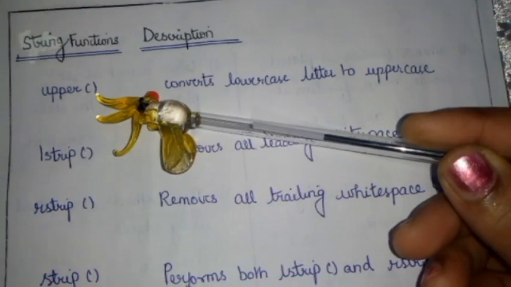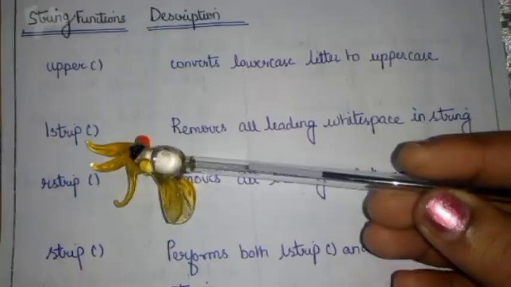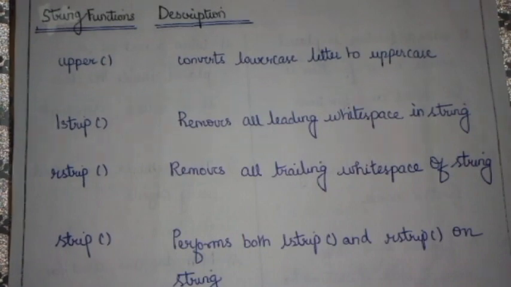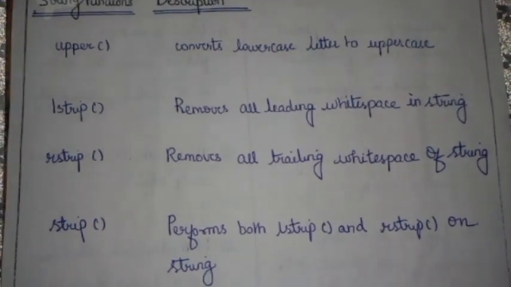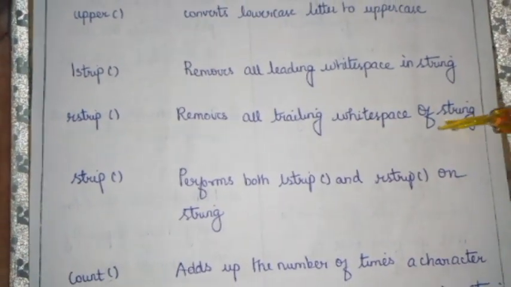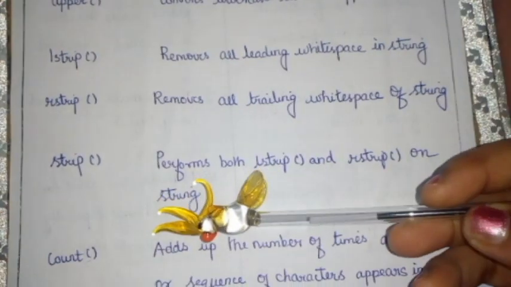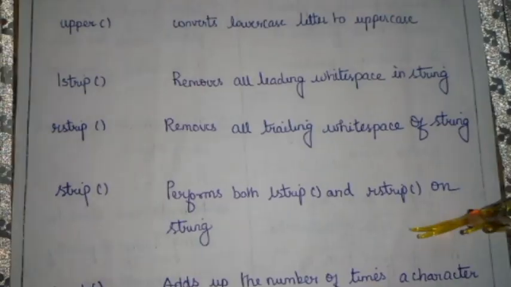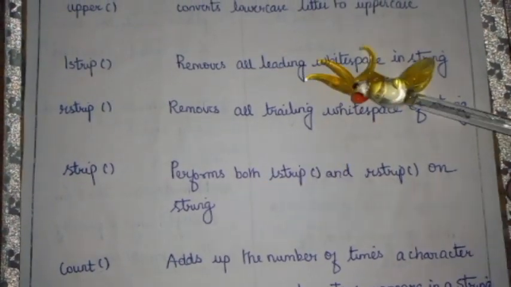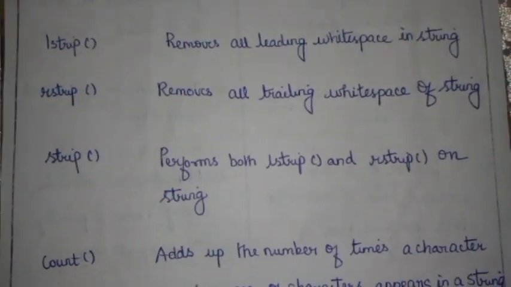So the first one is the upper function, which converts lowercase letters to uppercase letters. Next is lstrip, which removes all leading white spaces in the string. Okay, it just removes the white spaces at the beginning of the string. Okay, rstrip removes all trailing white spaces of the string, which are at the last. White spaces at the last of the string will be removed. And next is strip, which performs both lstrip and rstrip on the string. Okay, if we give strip alone, it will just perform both the strips. Okay, which means that all the white spaces will be removed in the string.